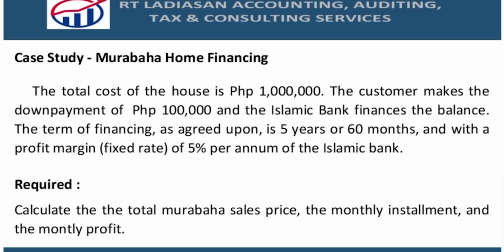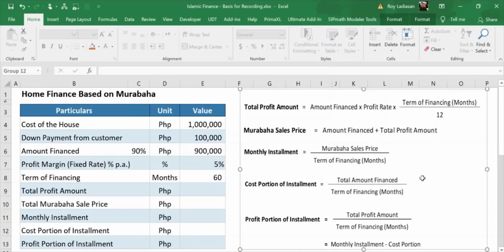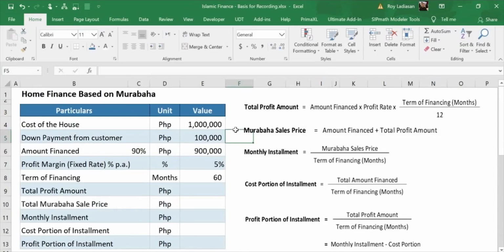The following are the requirements. Number 1, calculate the total Murabaha sales price. Second, calculate the monthly installment. And the third is calculate the monthly profit. Based on the case study, we are required to calculate or to determine the Murabaha sales price, the monthly installment, and the monthly profit based on the Murabaha home financing.